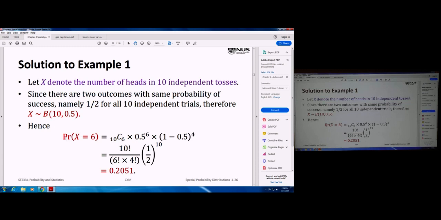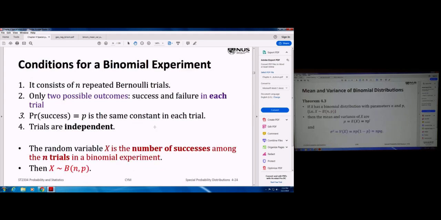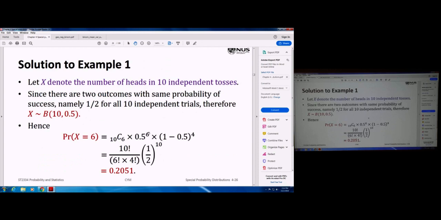It's pretty straightforward because all I have to do is substitute x equal to 6 into our formula. I have n is 10, p is 1/2, and x is 6. So I'm just substituting numbers into a formula. I have to compute 10 choose 6 times 1/2, well, in fact, it's going to be 1/2 to the power 10 at the end in this case. And that's what you get: 0.2051. So that's the answer to this one.